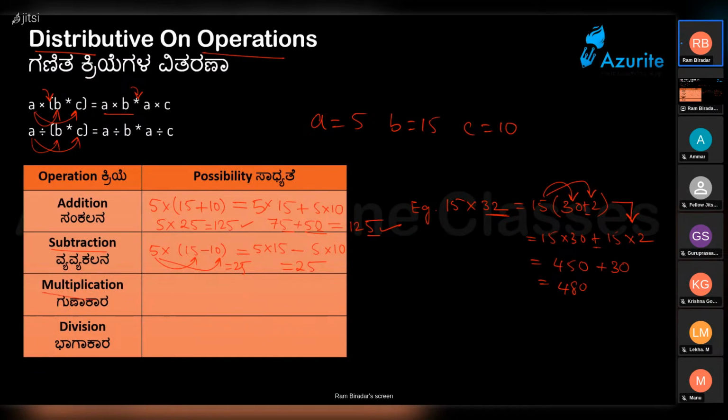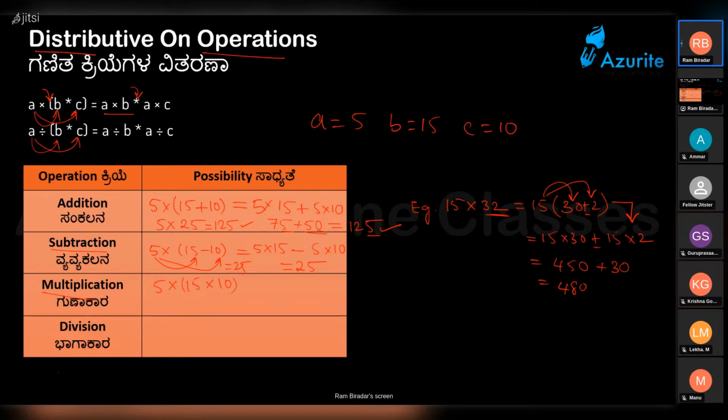Now what about multiplication? So a into b, sorry, let's take a as how much? Are you able to understand? Is everyone able to understand? Yes, sir. Okay, so multiplication. Here a is 5 into what? b is 10, that is 15. Star is multiplication, into what?